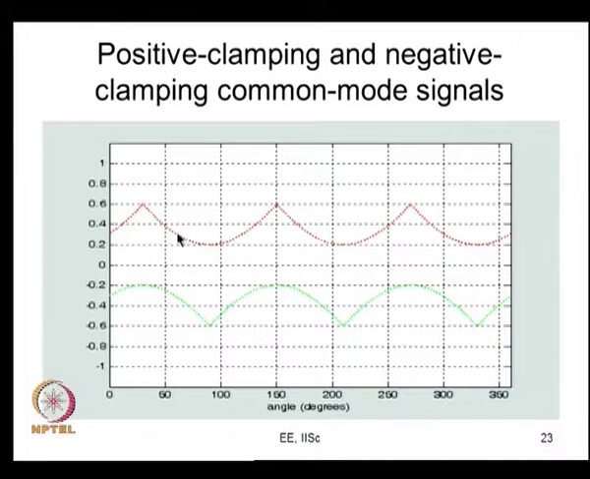So, this would clamp one of the phases to the positive bus, this would clamp one of the phases to the negative bus. So, you call them positive clamping and negative clamping common mode signals. What you would normally do, as we have seen, is follow this for some 60 degrees, another 60 degrees, so 60 and 60. Which 60 is the only question.